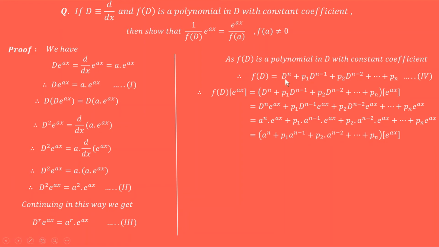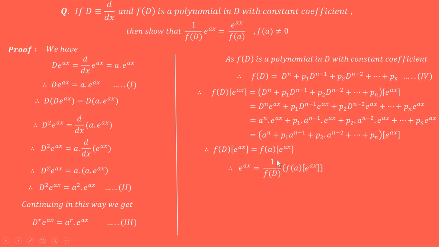This is of the type D^n + p1 D^(n-1) + p2 D^(n-2) + ... + pn. Instead of D, here is a. As this is f(D), so this is f(a). And so we get f(D) e^x = f(a) e^x. Now transfer this f(D) to this side, and so we get e^x = 1/f(D) f(a) e^x.